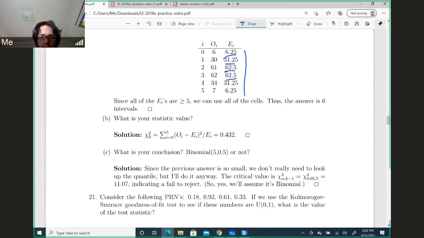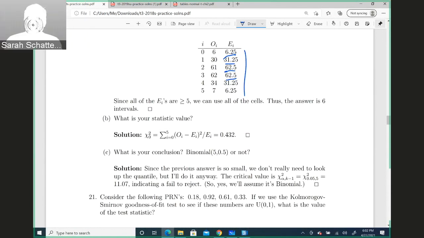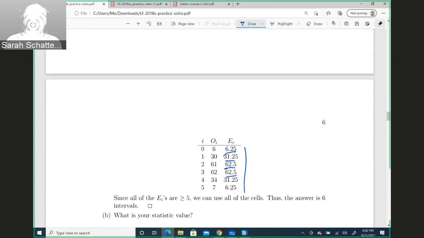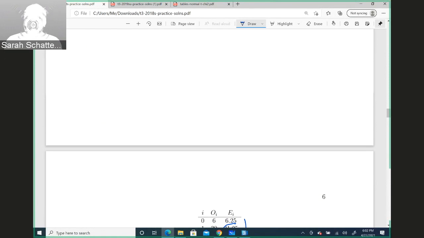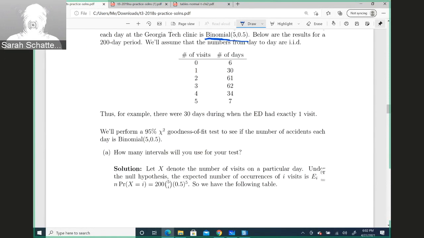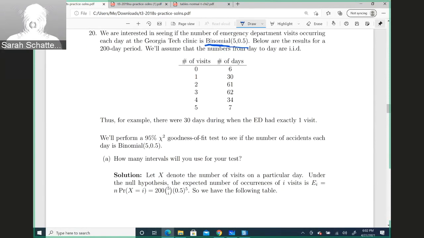Yeah. What is the interpretation of what we're testing? Are we looking to see if the probability of 5 visits in a day is 0.5? We're trying to see if the distribution of the number of visits per day is binomial. So that's our hypothesis. We're trying to test whether or not that is the case.